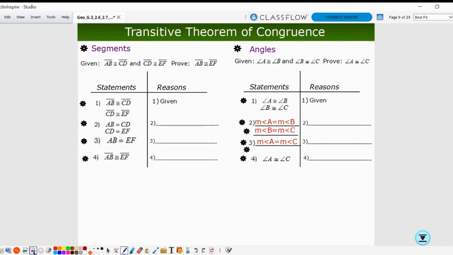For the transitive theorem of congruence, we say that AB is congruent to CD and CD is congruent to EF. Now we're changing those from congruence to equals. That's your definition of congruent segments. And then this is the transitive property. A is equal to B and B is equal to C. Therefore, A is equal to C. Transitive property of equality. We go from equals to congruence. Definition of congruent segments. Take a look at the proof for angles.